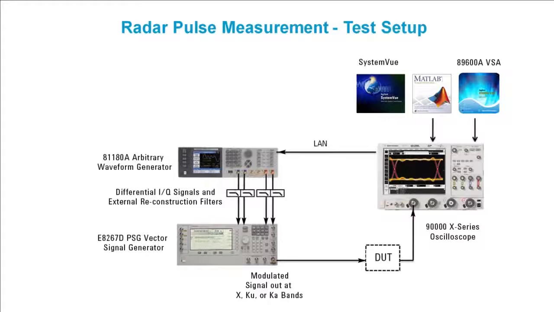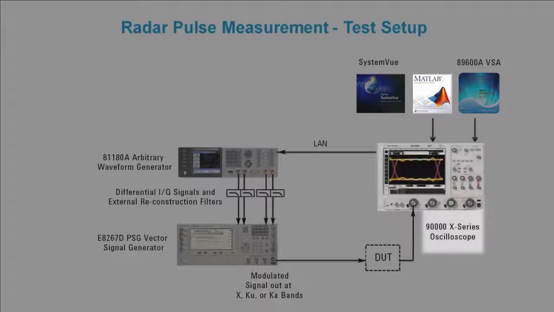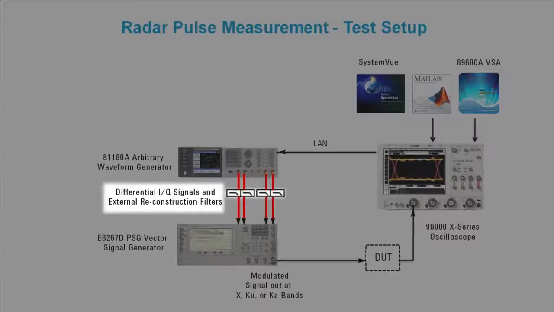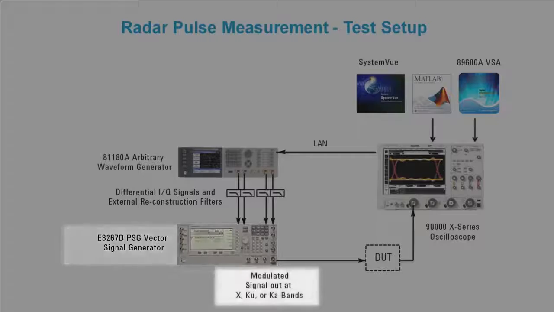This radar pulse measurement setup shows how wide bandwidth radar signals can be created and analyzed. First, we start with waveform creation software, such as Agilent SystemVue, or in this case, MATLAB running on the Infiniium 90000 X-Series Oscilloscope, which is used to create and download the radar waveform to the 81180A wideband arbitrary waveform generator. The differential IQ signals are modulated by the E8267D PSG vector signal generator to output an X, Ku, or Ka band signal. This test signal would be input to a device under test.